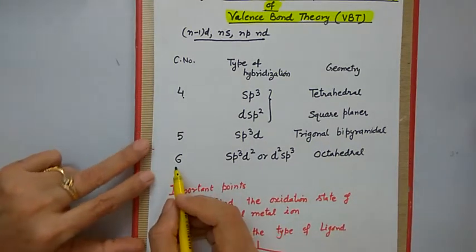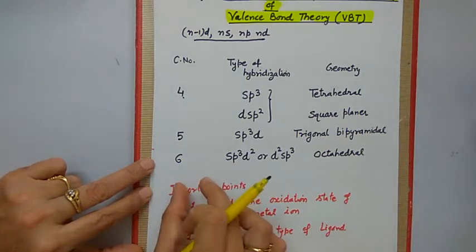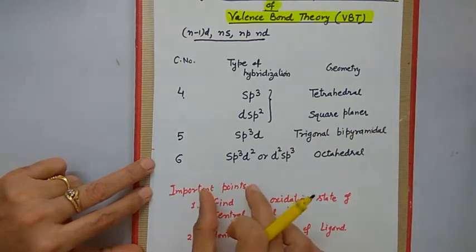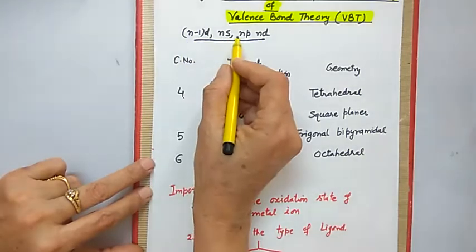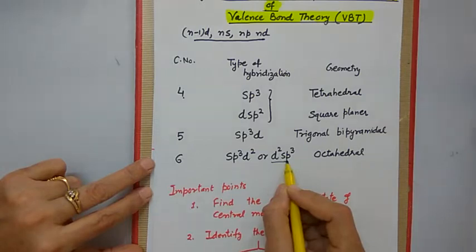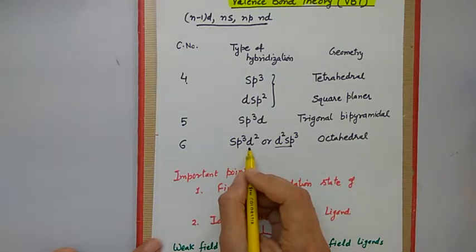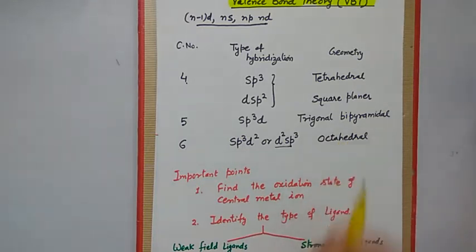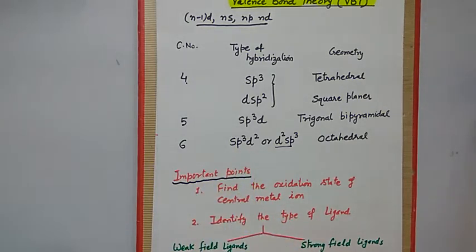Again, when the coordination number is 6, meaning 6 ligands are attached, there are two possibilities: inner d orbitals may hybridize or outer d orbitals may be involved in the hybridization. If inner d orbitals, n-1 d orbitals, are mixing up with s and p, it is d2sp3 hybridization, and if outer ones are participating in hybridization, it is sp3d2 hybridization. The shape of the complex in both cases will remain octahedral.